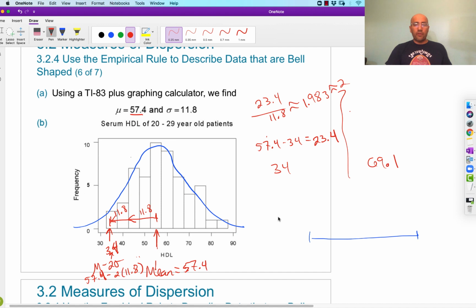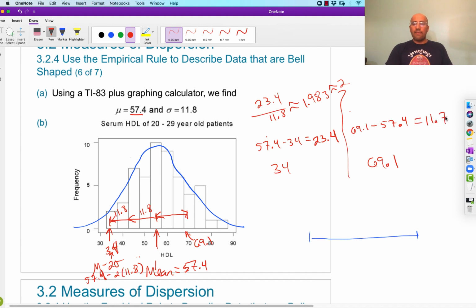Okay, what about the other number? The other number was 69.1. That's this guy right here. Again, let's figure out what that distance is, the distance between the mean and 69.1. So let's subtract them: 69.1 minus 57.4. That gets me to 11.7.